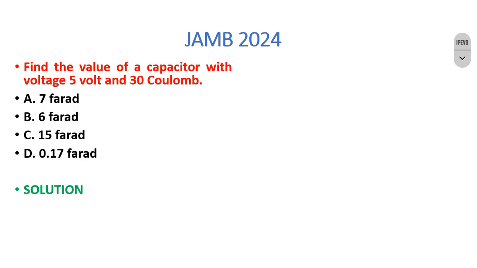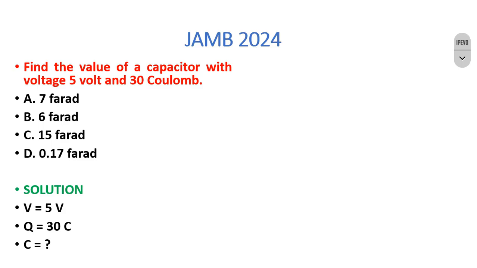We go down to the solution, and the first thing you need to do is to consider the quantities given to you, and then you think about an equation that is suitable to solve the very problem. So here we have 5 volts, that's potential difference, and the charge is 30 coulomb, and we now have C, which is the value of the capacitor.